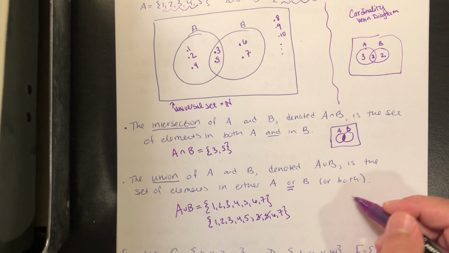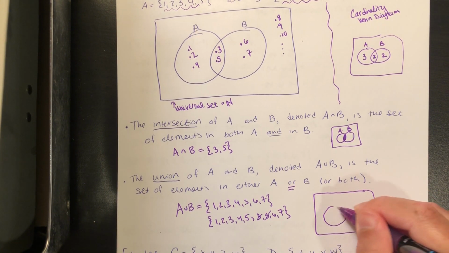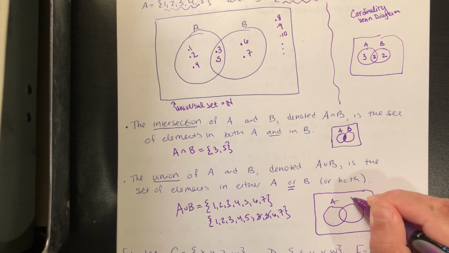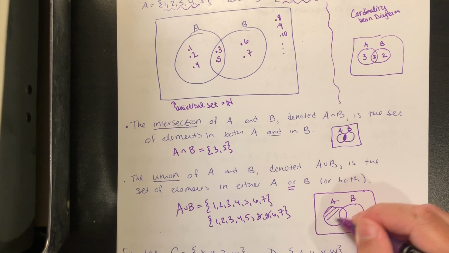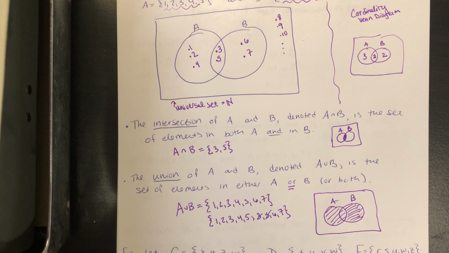And just like before, we can give a general Venn diagram picture of the union of A and B. Here's A, here's B. The union is just everything, right? We're going to shade in everything in A along with everything in B.